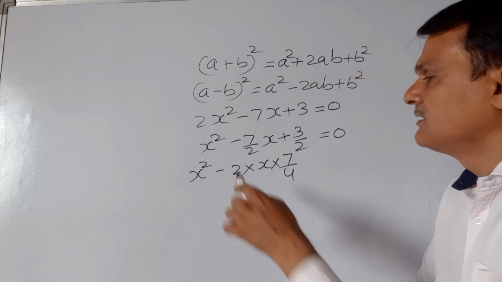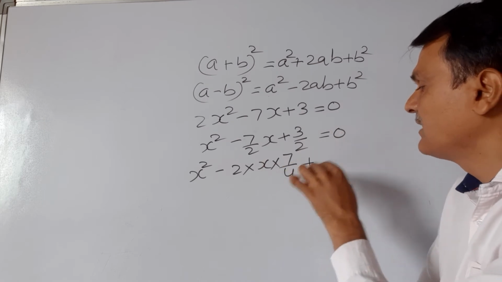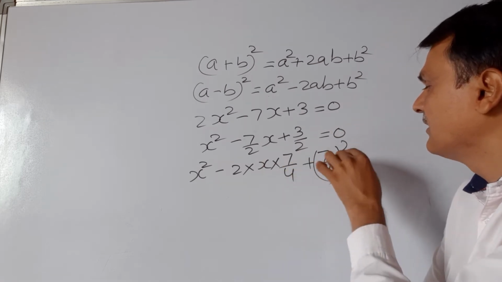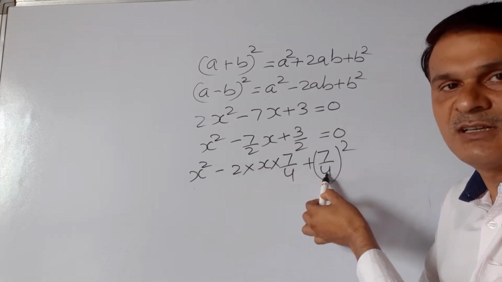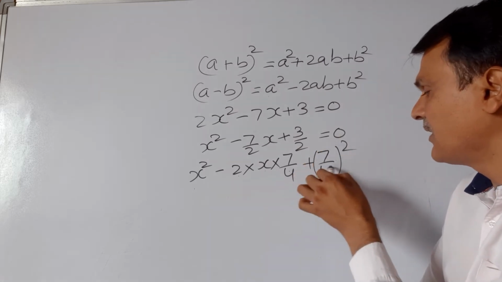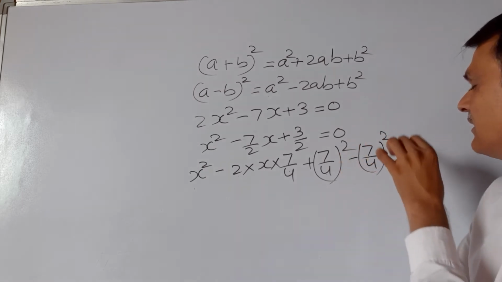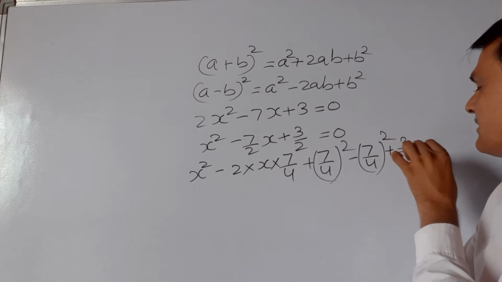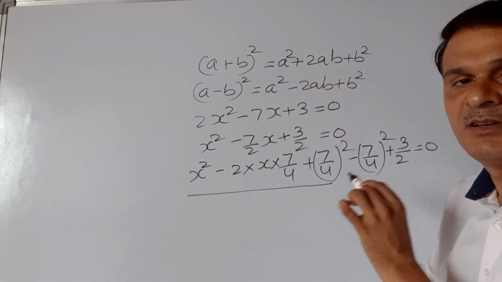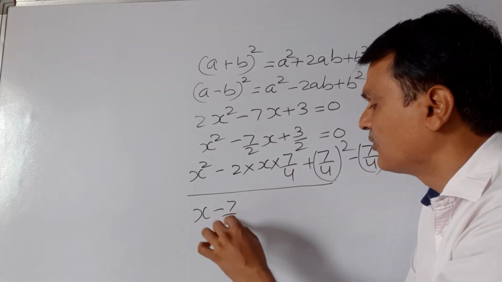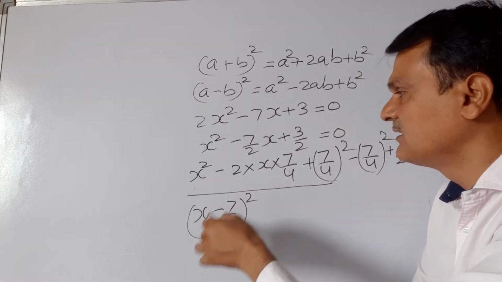So we rearrange this as x² − 2x × 7/4 + (7/4)². Now this is rearranged as a² − 2ab + b². As we add (7/4)², we subtract the same (7/4)², and + 3/2 is still given already in this equation. Now this underlined portion becomes (x − 7/4)². This is the method to complete the square.